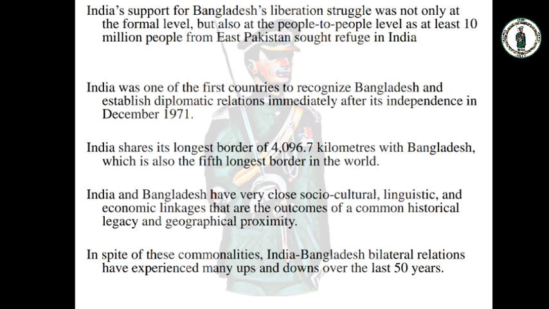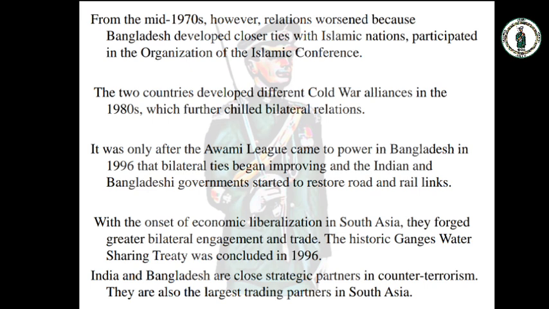But apart from these common factors, the relationship between both the countries has experienced ups and downs over the last 50 years. For example, just 3 years after independence of Bangladesh, the relations between both the countries worsened when Bangladesh developed closer ties with Islamic nations and also participated in a number of OIC summits. Then in the 1980s also, both the countries developed different Cold War alliances that further chilled bilateral relations, but it was only after the onset of economic liberalization in South Asia and the coming of Awami League into power that the relations started to improve. The Bangladesh government restored all the road and railway links, and also the historic Ganga Water Sharing Treaty was signed in 1996.